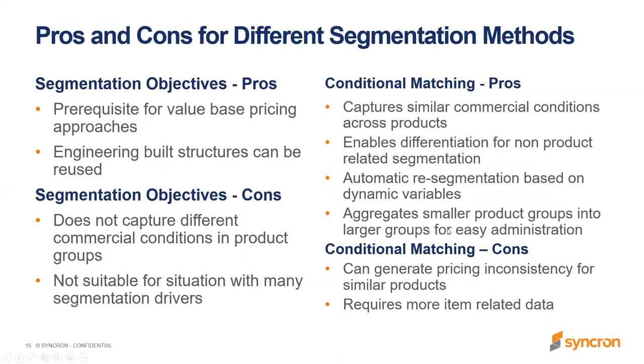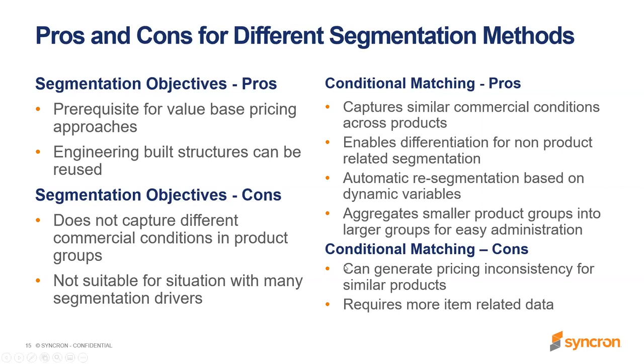This has also some pros and cons, of course. It captures similar commercial conditions across products. It enables differentiation for non-product related segmentation. And if something changes, we can also have an automatic resegmentation based on some of these dynamic variables, for example, sales volume, or who the supplier is, for whatever reasons. And also, importantly, it aggregates smaller product groups into larger groups for easy administration, compared to a situation when you have engineering built structures.